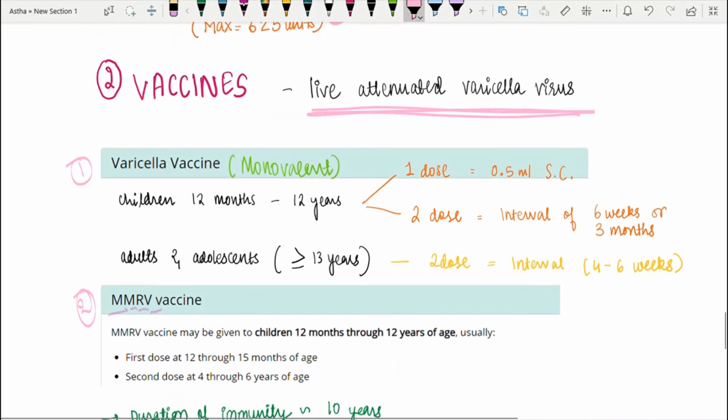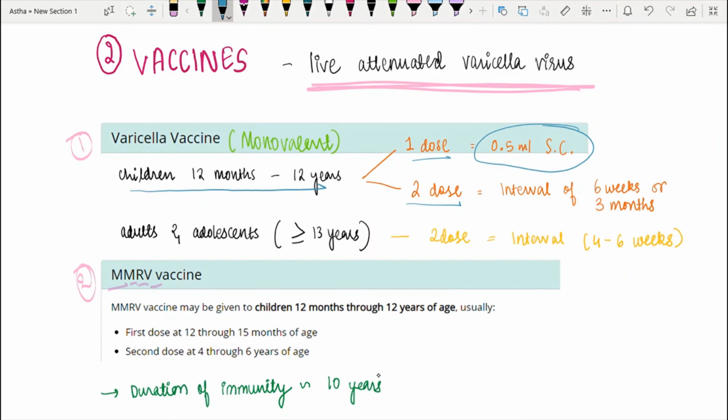Fine. So talking about the varicella vaccine, it is very important, please understand it carefully. It can be given to children of 12 months to 12 years, either one dose or two doses. One dose of 0.5 ml subcutaneously. And if two doses are given, then the interval between the two doses should be 6 weeks or 3 months. Then talking about adults and adolescents, 13 years or above, they have to be given two doses only, and the interval between the two doses should be 4 to 6 weeks. Fine.